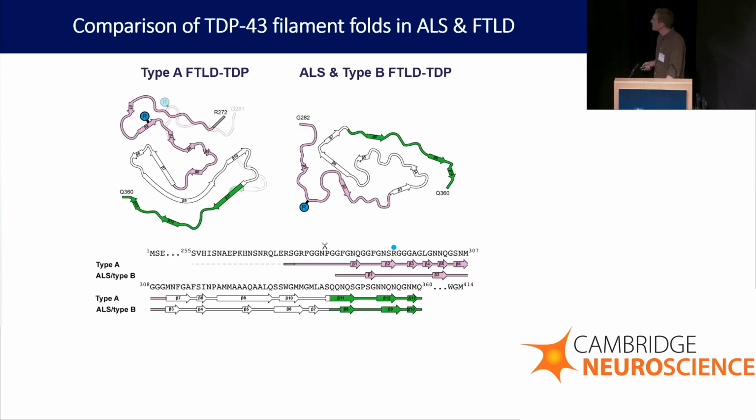So this is then a comparison of the 2 folds that I've shown you in type A FTLD and in ALS and type B FTLD. And you can see they're formed by almost the same sequence, but have very different folds. And they're different in their secondary structure motifs, so regions that form loops and turns in one fold may form beta strands in another, but also in the trajectories that these different turns take.